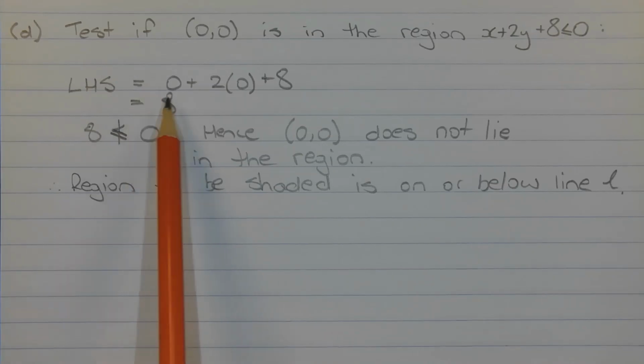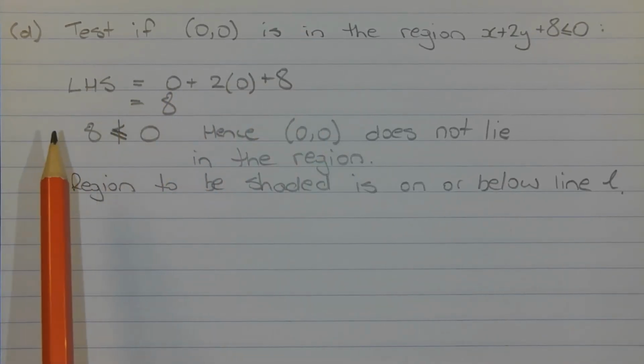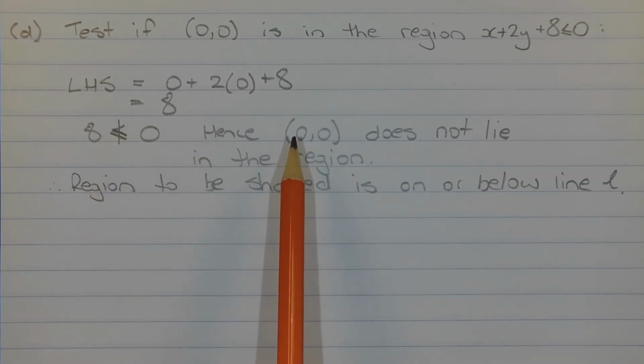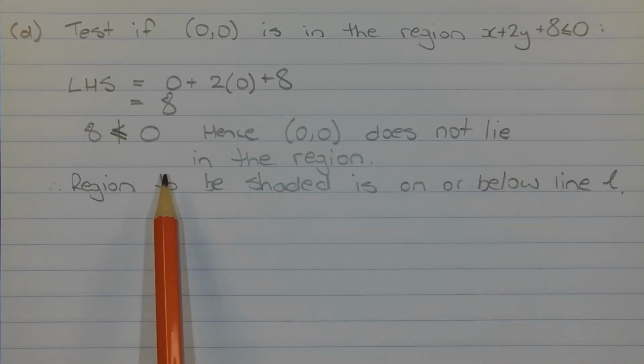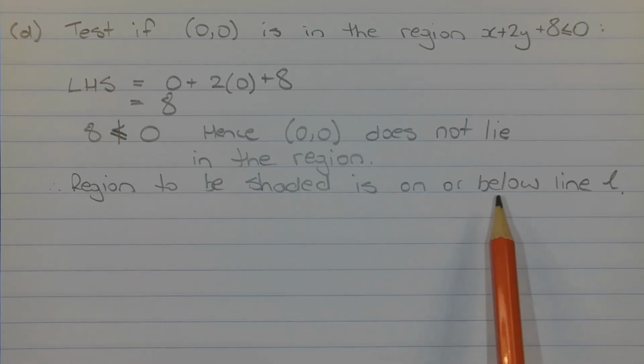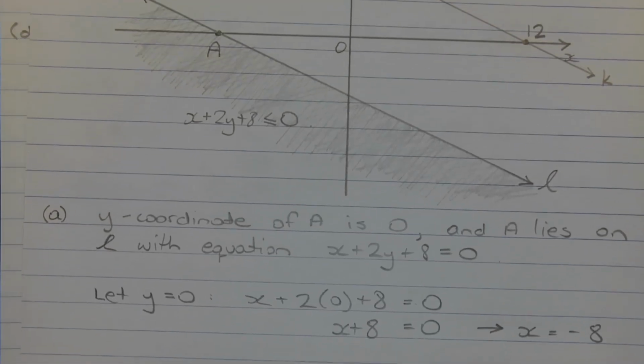left-hand side is equal to 0 plus 2 times 0 plus 8, which equals 8. Now 8 is not less than or equal to 0. Hence the origin (0, 0) does not lie in the region. Therefore the region to be shaded is on or below line L, and it's shown on the diagram here.